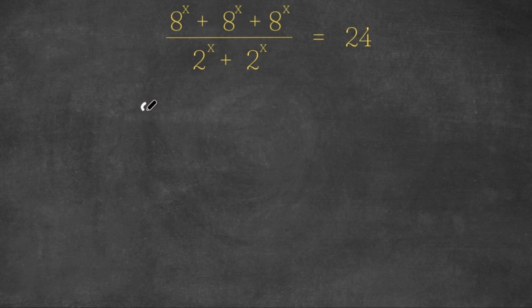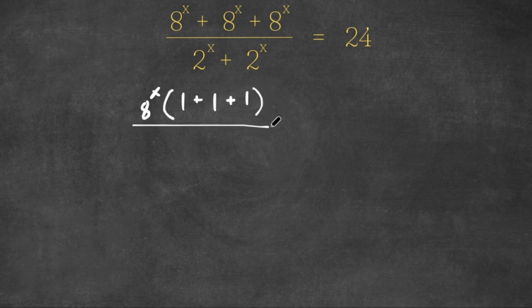Now what I'm first going to do is factor out a to the power of x from the numerator. So now we have a to the power of x times, now a to the power of x divided by a to the power of x is 1, plus, same thing, a to the power of x divided by a to the power of x is 1, plus, again, 1. And now we're dividing this by, now I'm going to factor out 2 to the power of x from the denominator. So now I have 2 to the power of x times, 2 to the power of x divided by 2 to the power of x is 1, plus, same thing, 1.